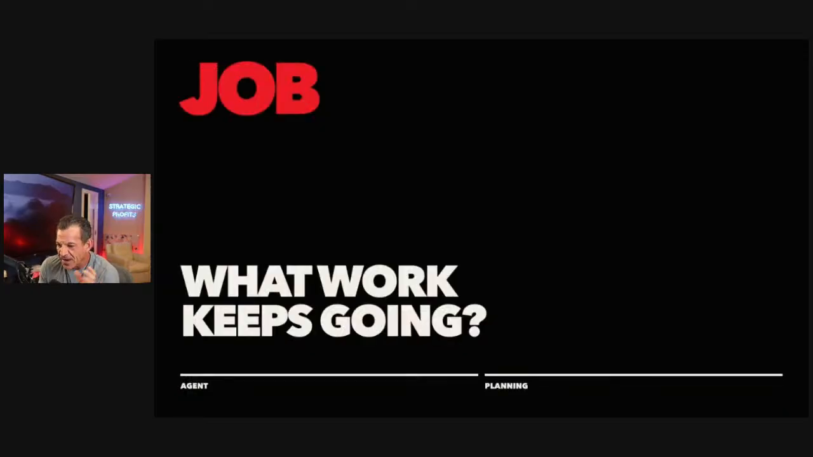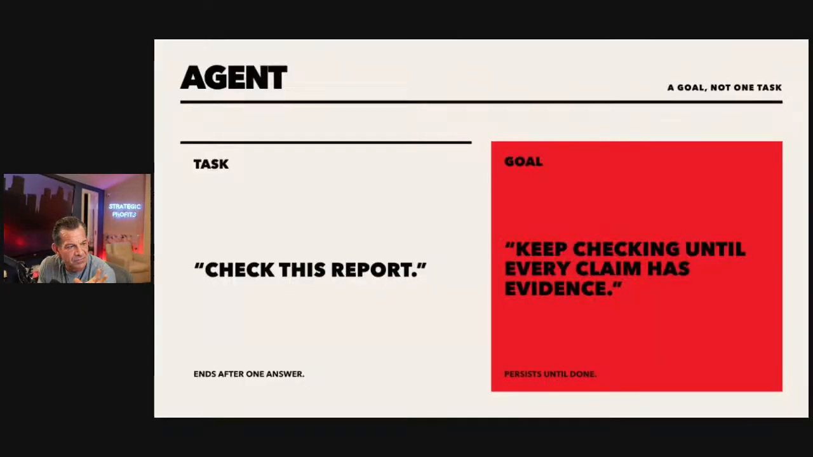So number 1, right, that first category. First, the job. What work should keep going until a defined goal is reached? That's the first thing, right? Like, what is the job that you're trying to get done? A task ends with an answer. An agent has a goal that persists until the finished condition is met or until a human stops it. So an agent is defined by a goal that persists, not merely by one response.